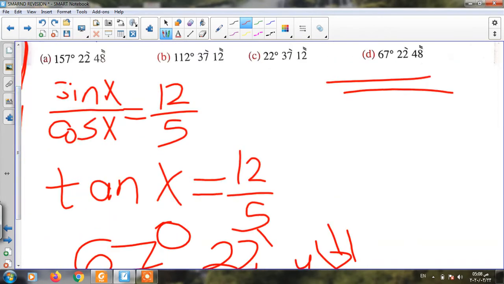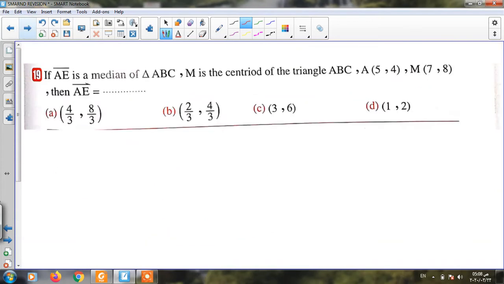Next question. AE is a median in the triangle ABC. Concentrate in this question because it depends on vectors, and we didn't take so many questions on vectors, and vectors need more questions, need more ideas. If AE is a median of triangle ABC and M is the centroid of the triangle. Centroid means the point of intersection of medians, okay? So we have AE as median.